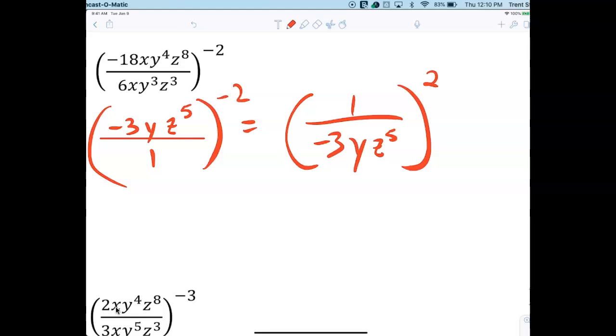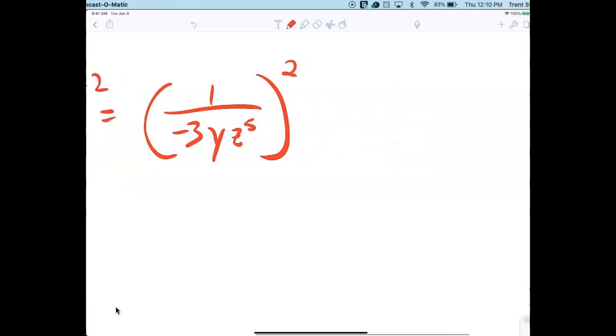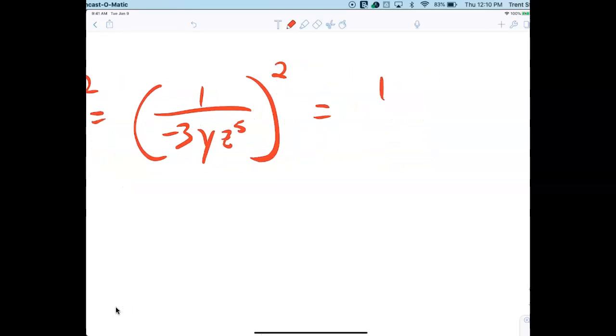Now you square everything. So it's just 1 over positive 9. The reason why it's positive 9 is because a negative times a negative is a positive. Keep going. Then y to the 2nd, and z to the 10th. Yes. Perfect. All right, Mr. Valente, you're up, buddy.